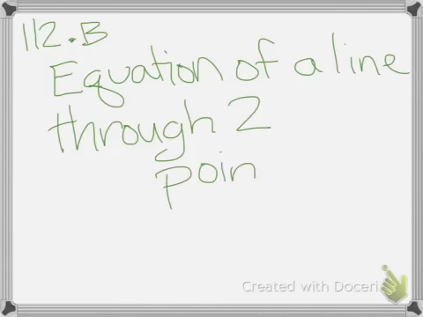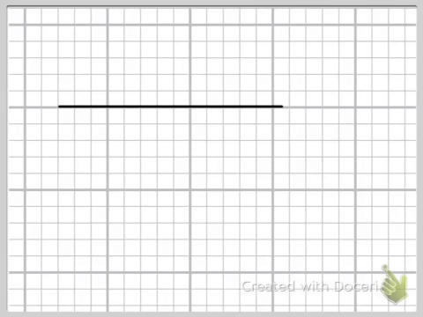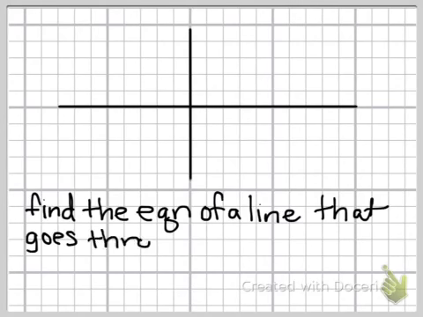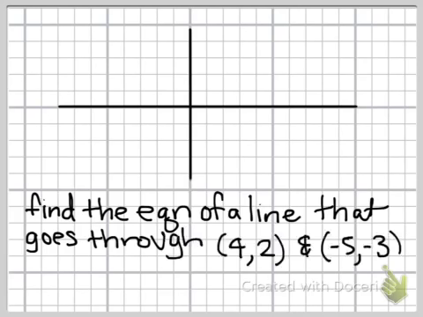So this section is the equation of a line going through 2 points. The first example says find the equation of a line that goes through the point 4, 2 and the point -5, -3. So the first thing you need to do is, using graph paper, plot the 2 points. First plot 4, 2, and then plot -5, -3. Then draw a line through the 2 points.